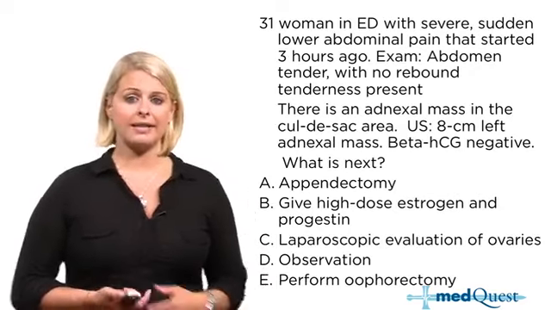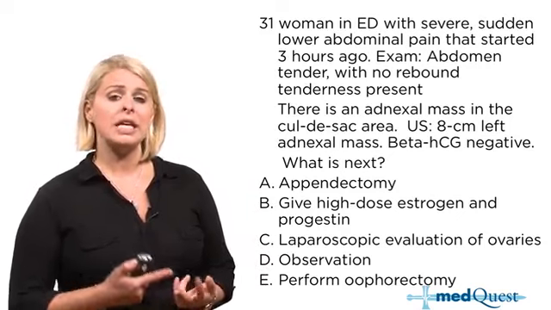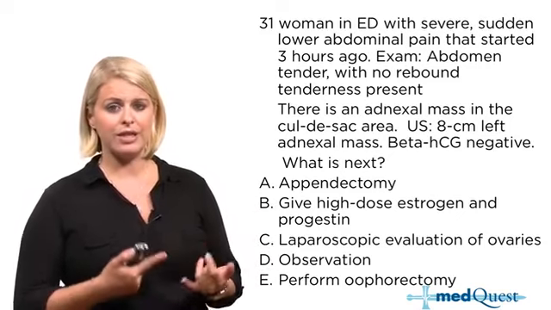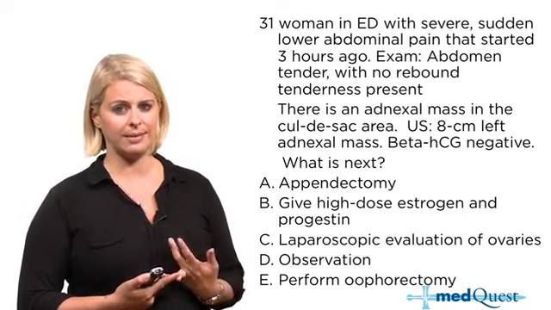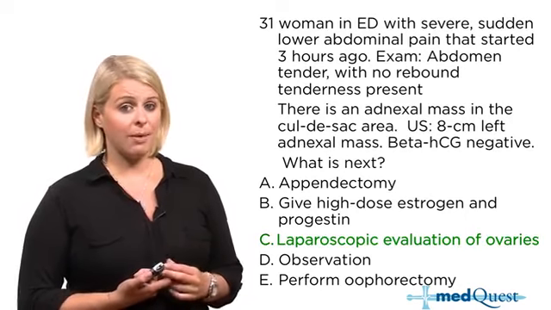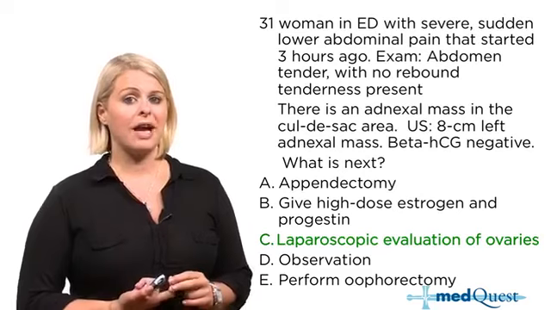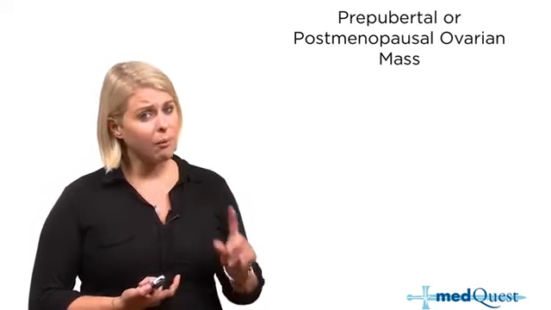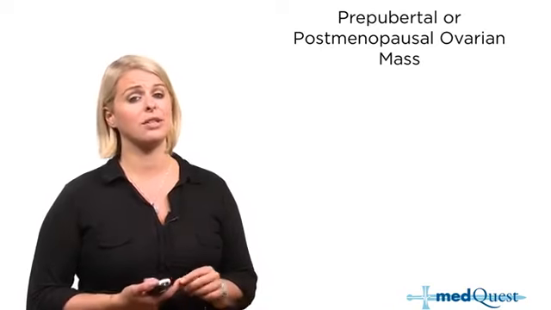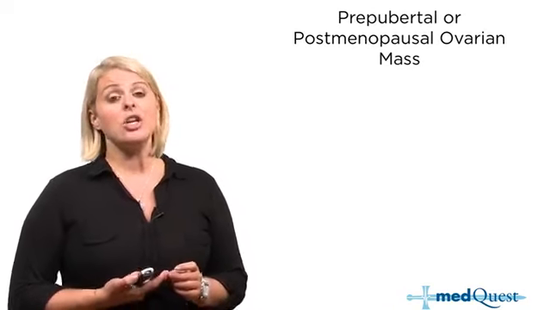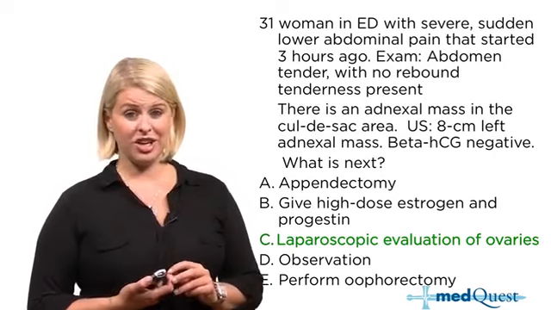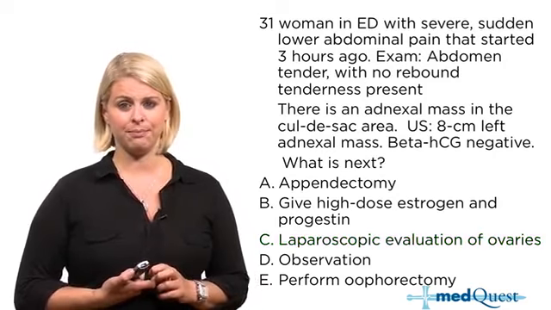So what's going to be next? An appendectomy, give high-dose estrogen and progesterone, laparoscopic evaluation of the ovaries, observation, or perform an oophorectomy. Now, didn't we talk about this? We wanted to do a laparoscopic evaluation of the ovaries and may need a cystectomy. But we want to make sure that the ovaries are okay because it's more than 7 centimeters. She is 31 years old, so most likely her fertility is important to her, so you wouldn't just perform an oophorectomy.